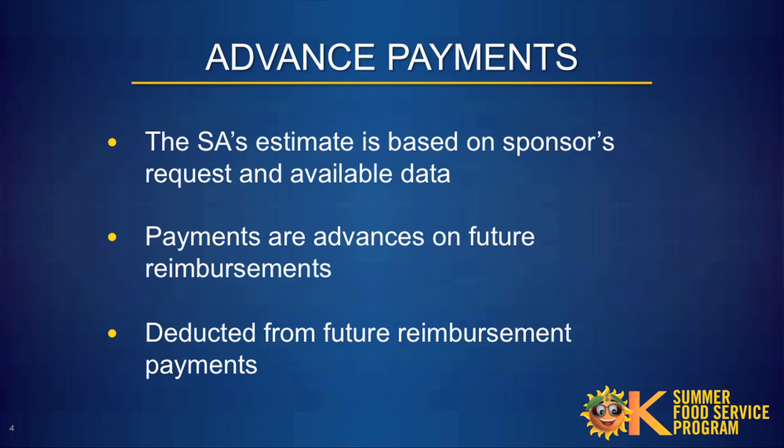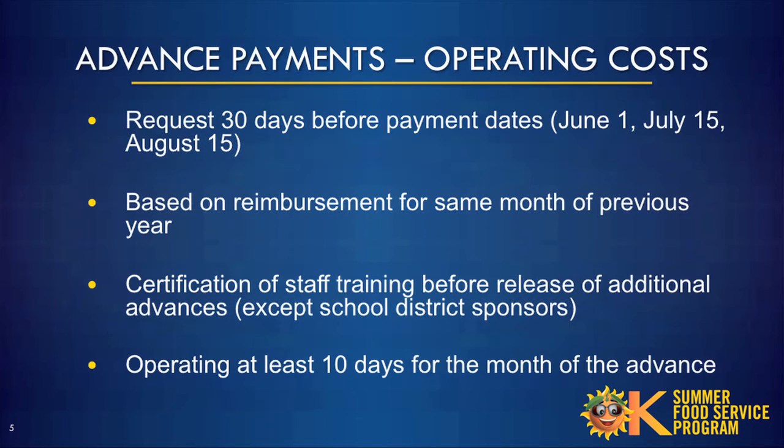These payments are advances on the reimbursement that sponsors will receive for a month of operation. Advances are considered a short-term loan. Sponsors receiving an advance must pay the advance back. An advance is paid back through deduction from the future reimbursement payment for the month the advance was requested. Sponsors must request each advance payment for operating costs from the SA at least 30 days before the payment dates of June 1st, July 15th, and August 15th.